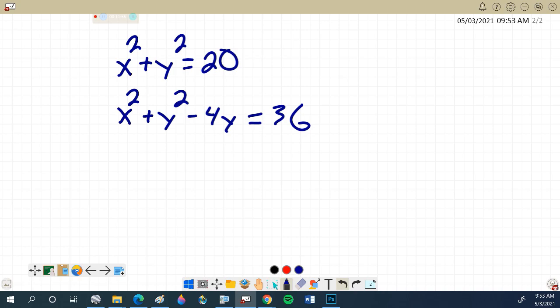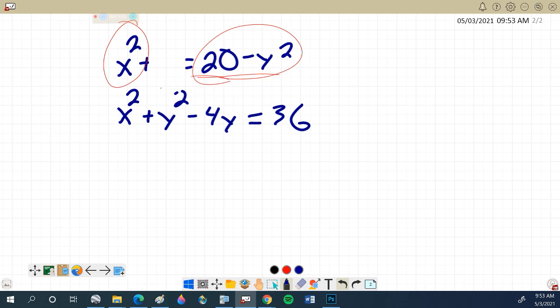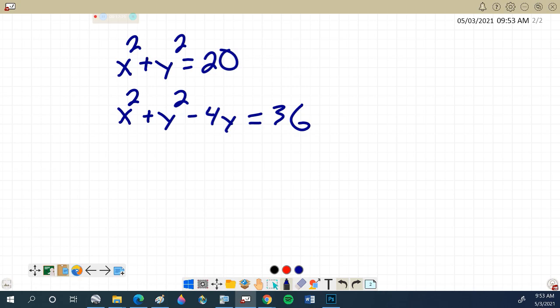We could do substitution. And if I were to do substitution, I would move the y squared over. And then this is equal to that. So I would put all of this right here. Okay? That's one way to do it. Not the way I would do it. Anybody see a different method? I can multiply one of them by a negative and do elimination. Do we care which one becomes negative? In this case, it doesn't really matter. Let's just negate the top.